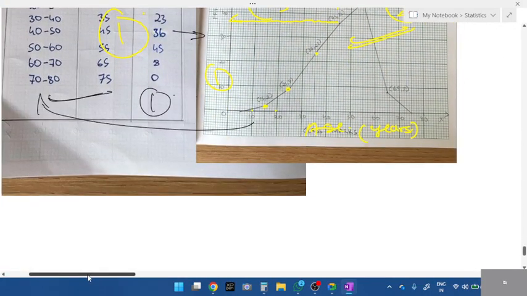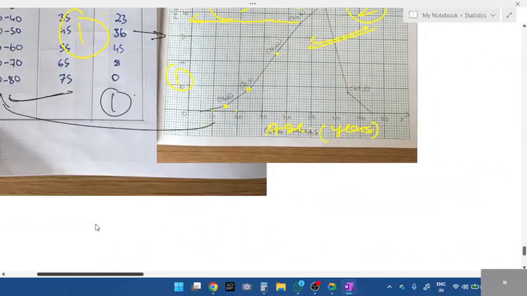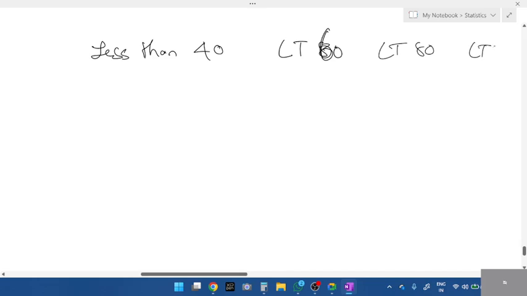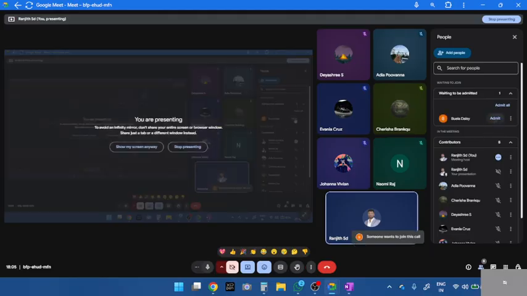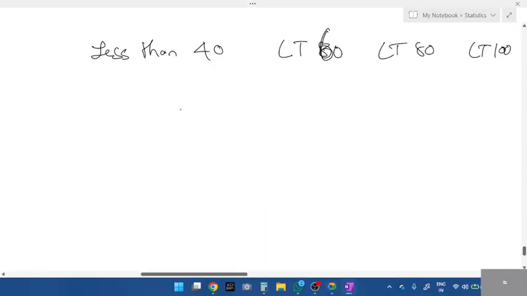Now the second exercise is all about the median concept. One more thing I want to tell. Less than 40, I'll write LT, students: less than 60, less than 80, less than 100. Less than 40, you get 10. Less than 60, 15. Then 18, 23.